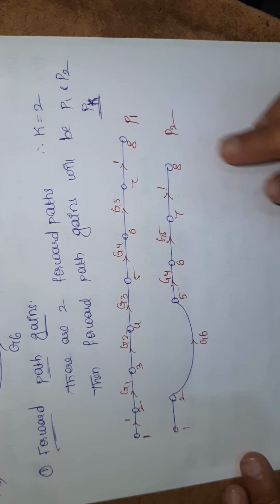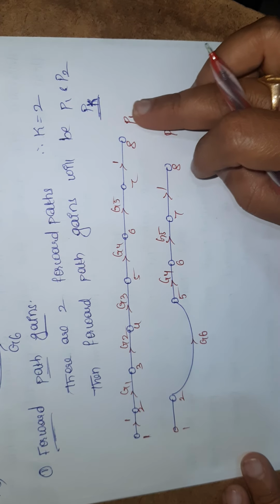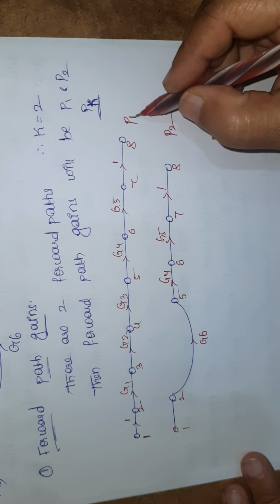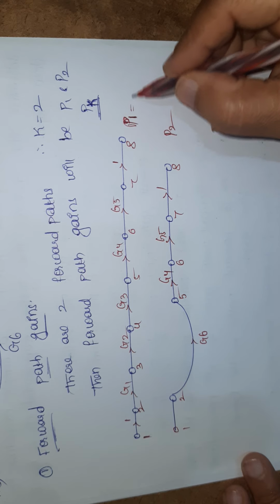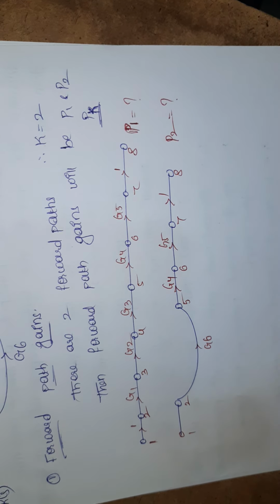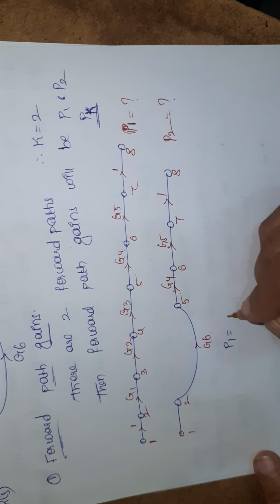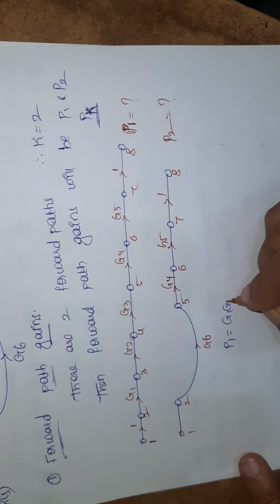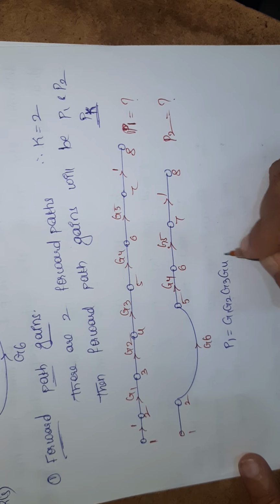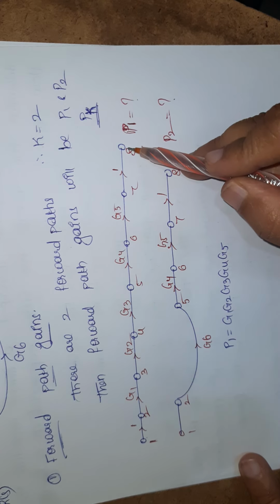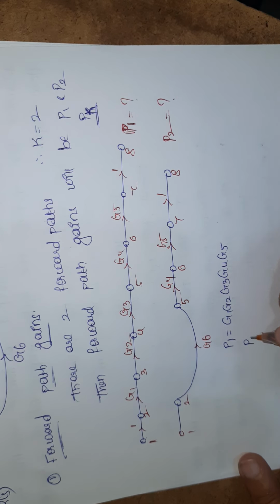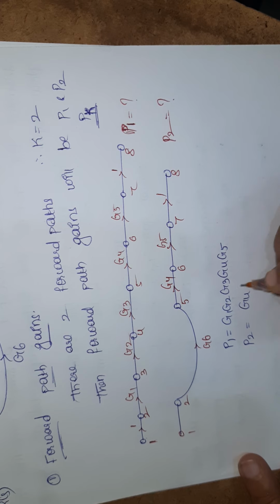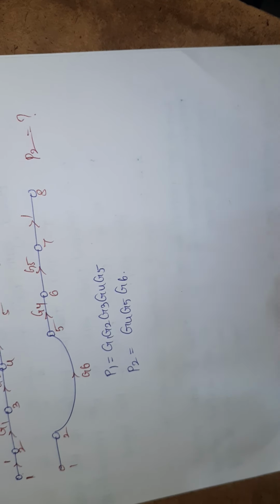So we have to calculate the gain for the first forward path. What is the forward path gain? We have to calculate what is P1 and what is P2. From the diagram, P1 is equal to G1, G2, G3, G4, G5. From here to here we have to take the product of the gains. Next, P2 is nothing but G4, G5, G6, like this. This is the first stage.